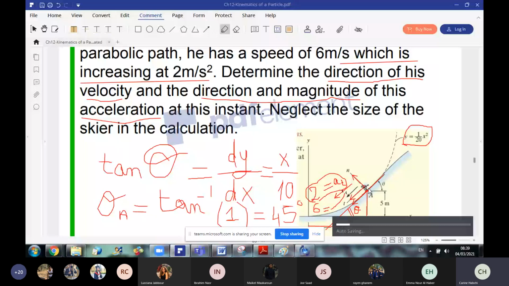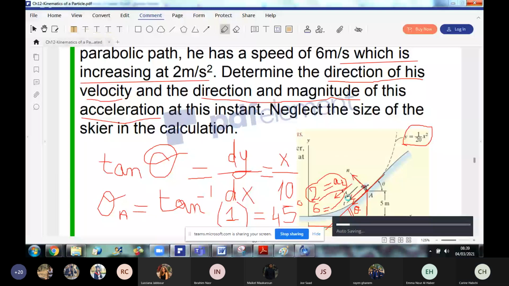So how to calculate AN? We have seen together what the formula for AN is. The formula for AN is V square over rho, where V is the velocity at the point, and the velocity here at the point is given, VA equal to 6 meters per second. And the second parameter is rho. How to calculate rho at point A? What should I do here?